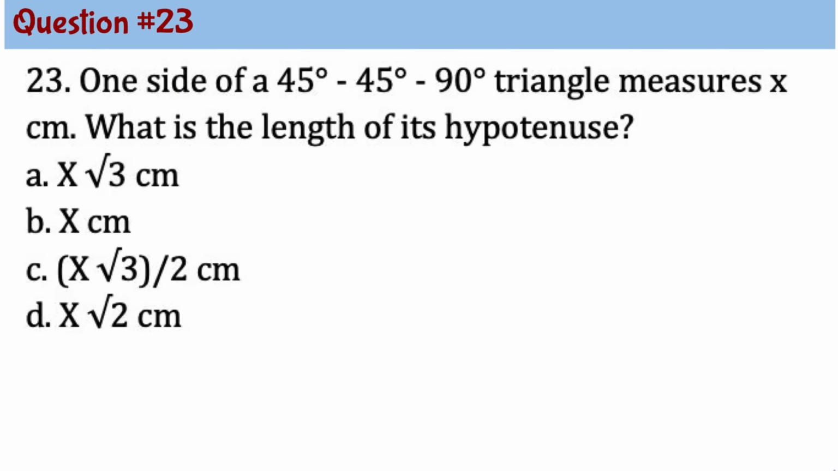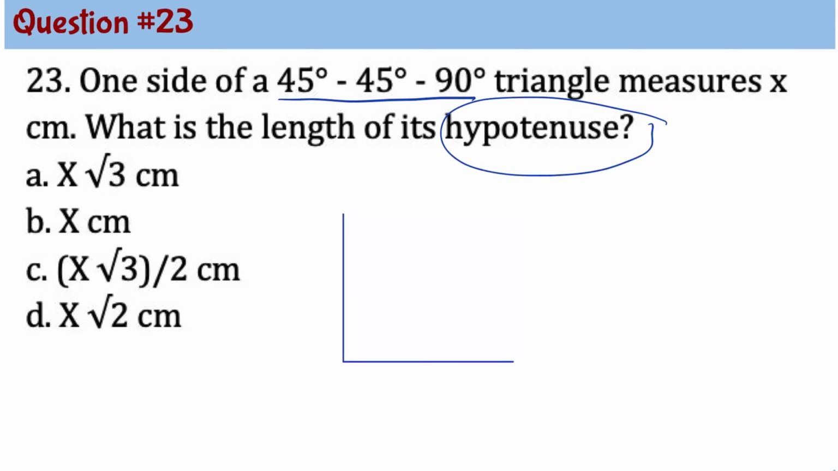Question number 23. One side of a 45-45-90 triangle measures x centimeters. What is the length of the hypotenuse? So here we have a right triangle, and the two sides are congruent because we have a 45-45-90 triangle. So if this is a 45-45-90 triangle, that means you have a 90-degree angle, you have 45 degrees, you have 45 degrees. It's asking for the length of the hypotenuse. And the measurement of one side is x.